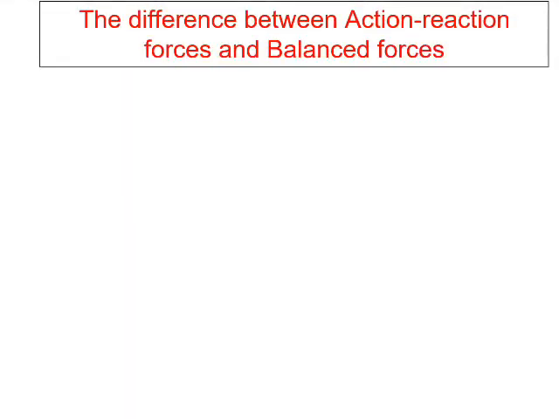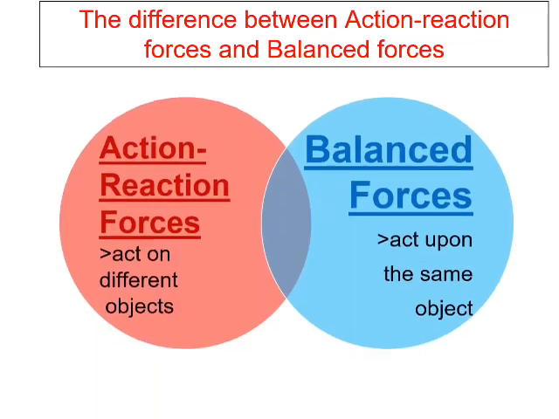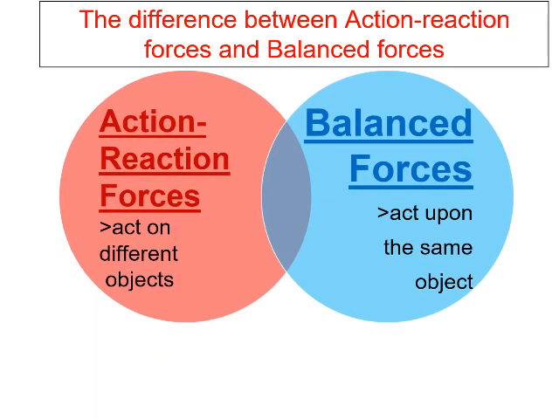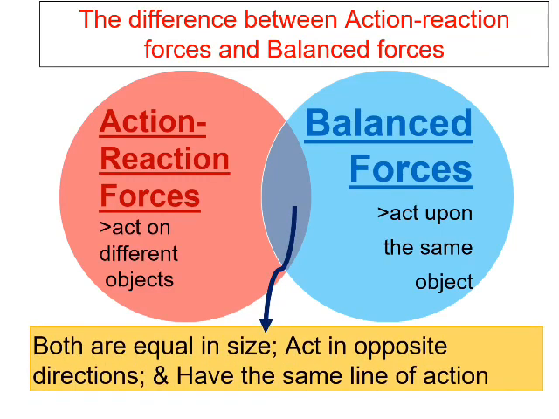Action and reaction forces are equal and opposite in direction, but they are not balanced forces. In this Venn diagram, you can read that action and reaction forces act on different objects: force of object A on object B, and force of object B on object A, while balanced forces act on the same object, just like gravity and support force on a book on the table.